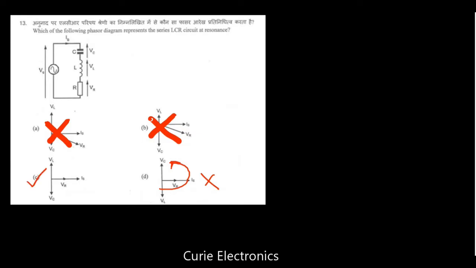How? Capacitor voltage is lagging behind capacitor current. If you take the inductor, voltage is leading and current is lagging. So like that you have to compare it. So the answer is option C.